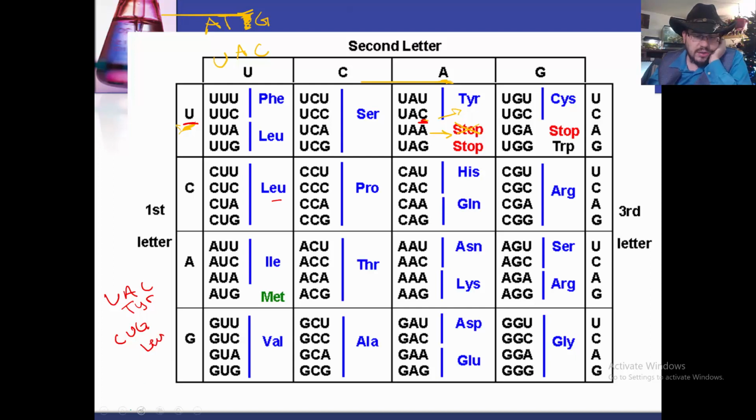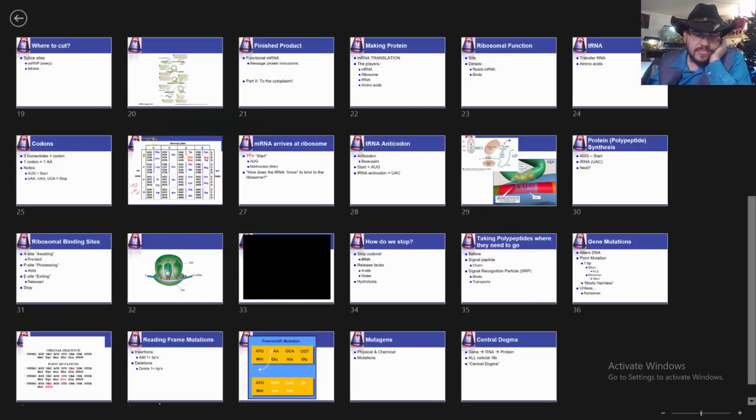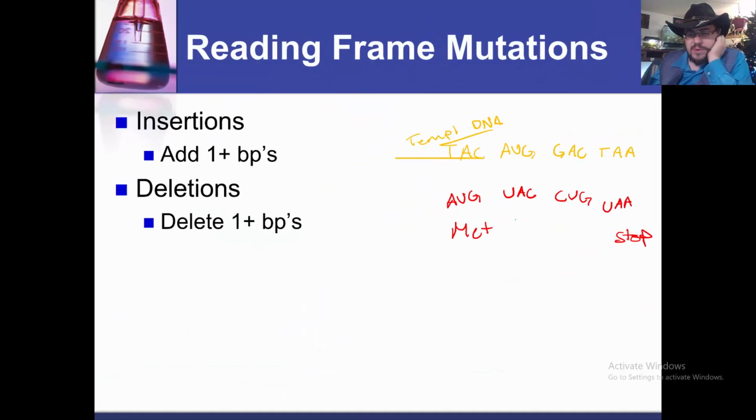All right. We have now properly gotten our amino acid sequence from our original template DNA. Boom. Now we'll just put an insertion in. And this is where things get wacky. And this is why we call it a reading frame mutation.